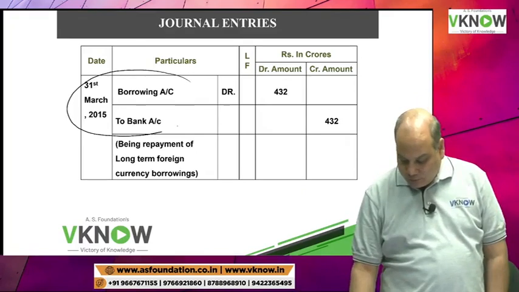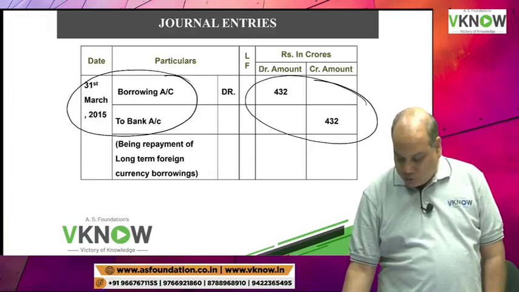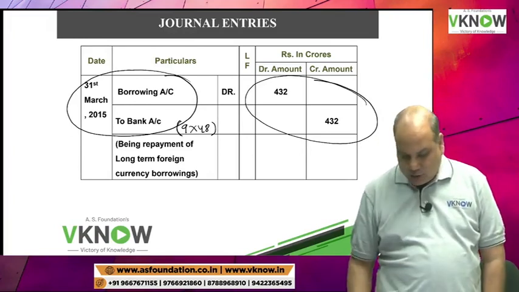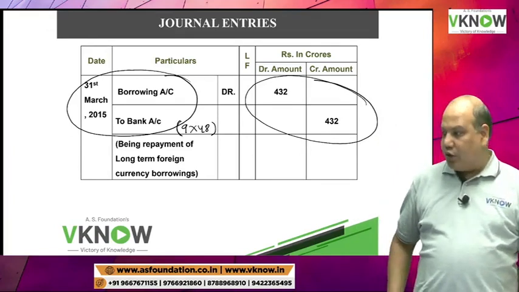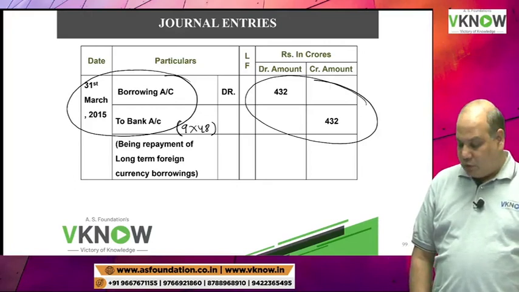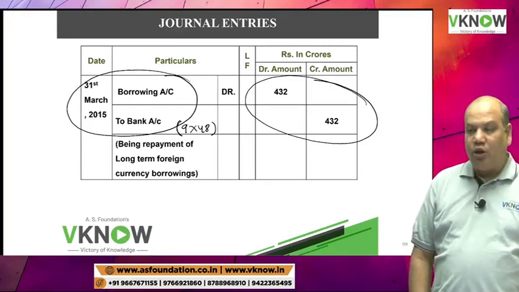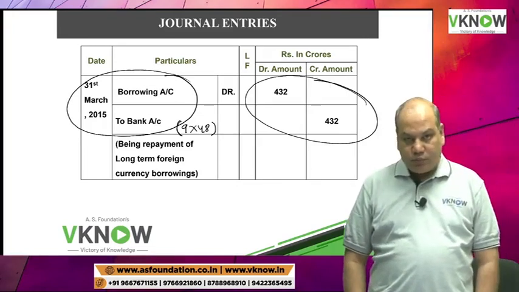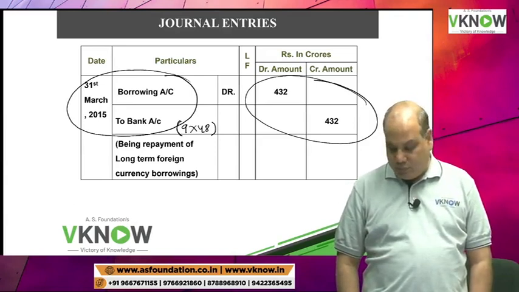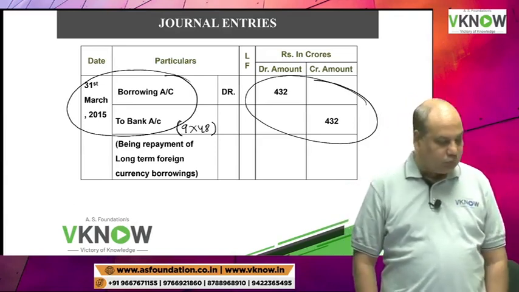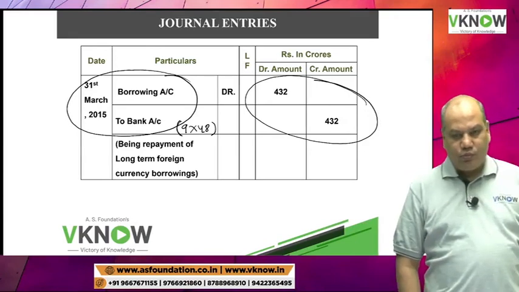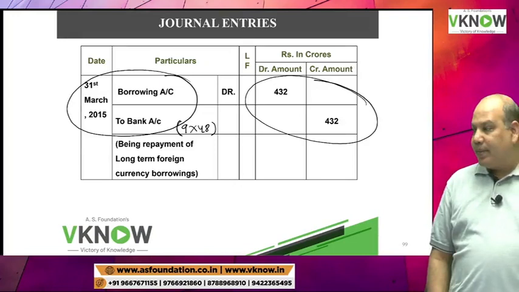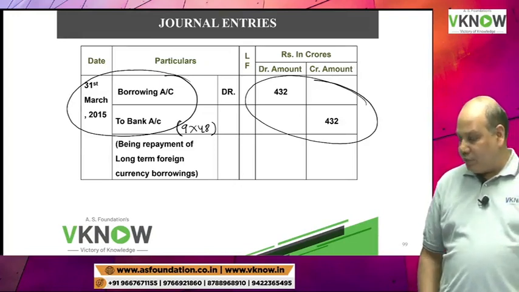Don't forget, we have to repay the loan also. 9 into 48 we have to pay. 48 is the rate of exchange. So the entry would be at the end of year 3, 31st March 15, borrowing account debit to bank. Borrowing to bank, 9 crore into 48, 432. Being repayment of borrowing.